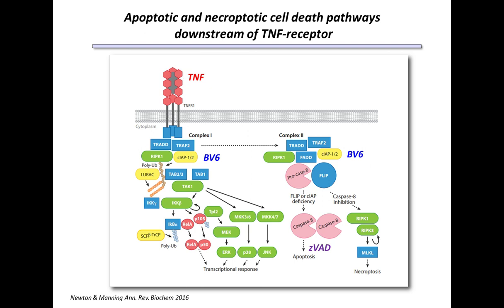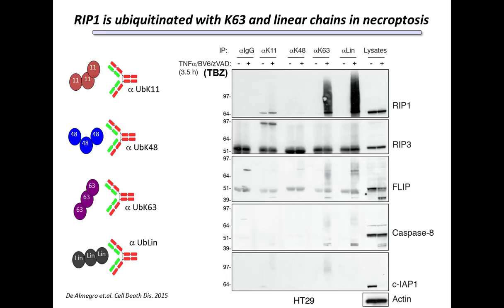So just as a reminder, TNF stimulates the tumor necrosis factor receptor. BB6 functions by inhibiting the IAP E3 ubiquitin ligases, and ZVAD functions by blocking caspase activation, ultimately shunting cells into the necroptotic pathway. Now, ubiquitination turns out to be particularly important in multiple different ways within this particular pathway.